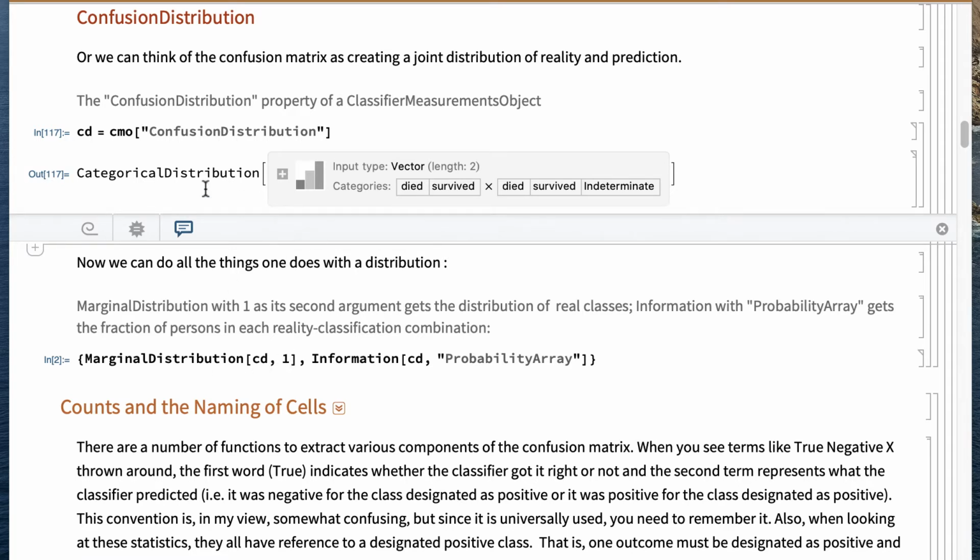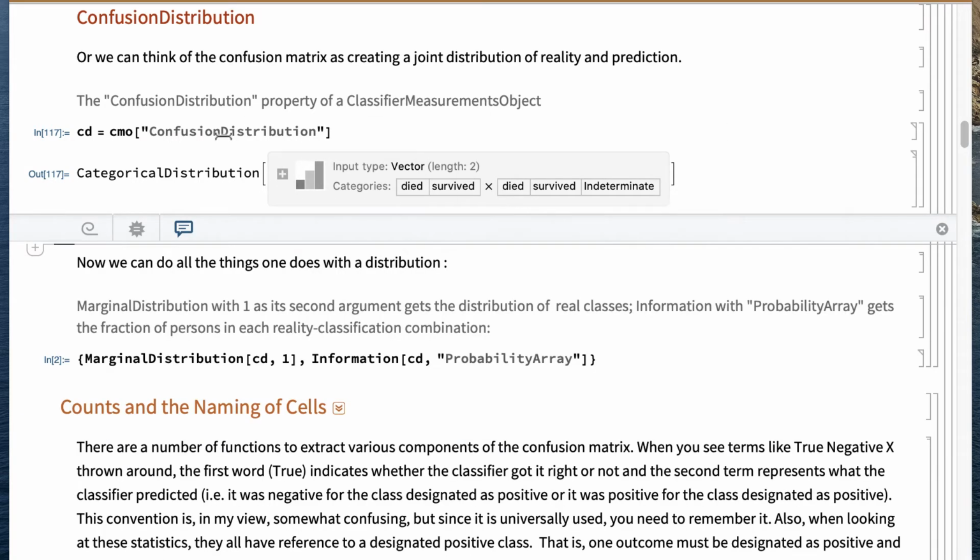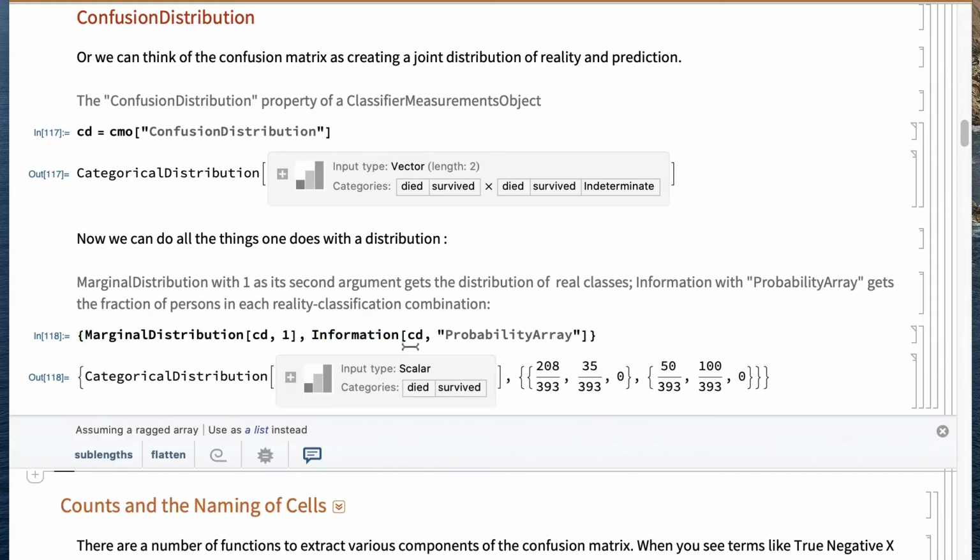By the way, you have lost a piece of information here, which is you don't know how many people were originally in the data set, so just be aware of that. You've turned it into a probability distribution, so we don't know how many people were there. But we can do things like compute the marginal distribution, the first marginal distribution of this categorical distribution, or we can ask to extract the probability array. So those are various things that you can do once you have it as a distribution.